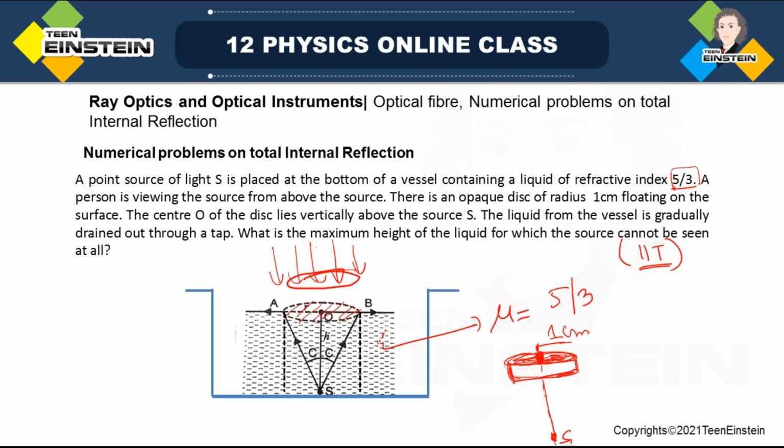Now what you have to do: if you drain the liquid from the vessel gradually using a tap, what is the maximum height of the liquid for which the source cannot be seen? You might be thinking why it is not seen. First of all, you might be thinking, why will it not be seen? Because of this opaque disc.